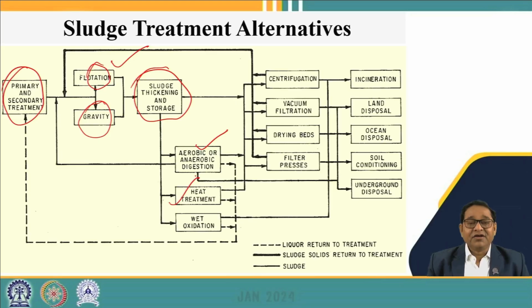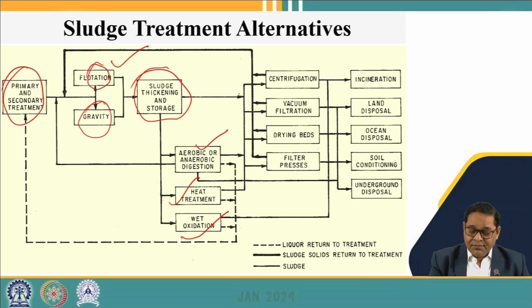Then there are heat treatment methods, which are also used for thermal digestion of the sludge. And then we will also look at the wet oxidation method, which is normally used for oxidizing the organic compounds present in the sludge. After digestion, the sludge is in a more stable form and has better dewatering properties. So after this we have to dewater the sludge.